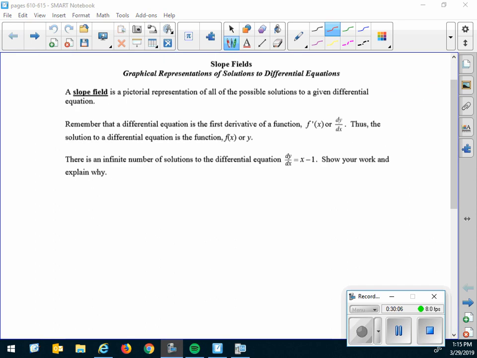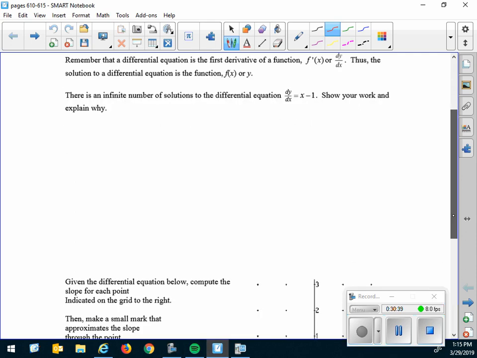Okay, slope field. A graphical representation of solutions to differential equations. This is what we pray is on the AP exam, because they are incredibly easy to do. The easiest way to do them is with a computer, but I've never done them that way. The pictures that you will see of slope fields have been computer generated, but I want to start with this.